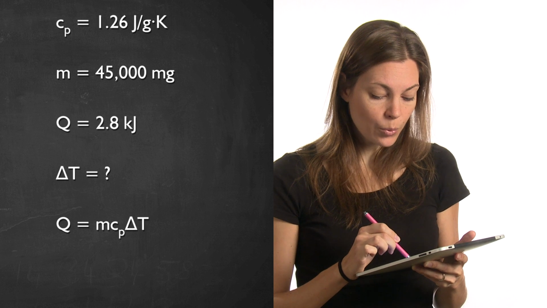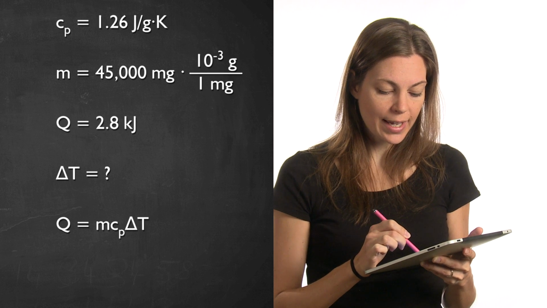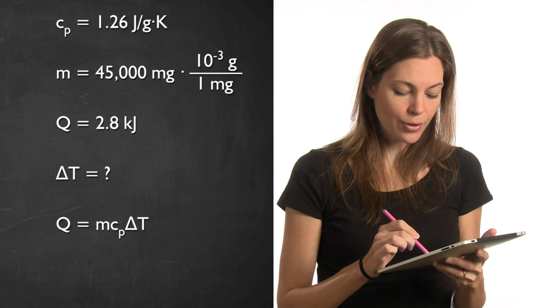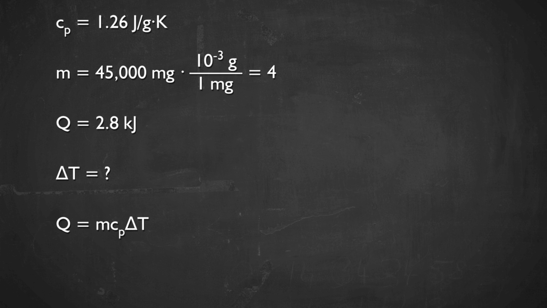We know that 1 milligram equals 10 to the negative 3 grams. And this equals 45 grams. So we have 45 grams of butter. The heat, which is our Q, is 2.8 kilojoules. We know that 1 kilojoule is equal to 10 to the 3 joules. And so the number of joules we have then is 2,800 joules. So now we can just plug this into the equation. And first, though, we need to solve for delta T.